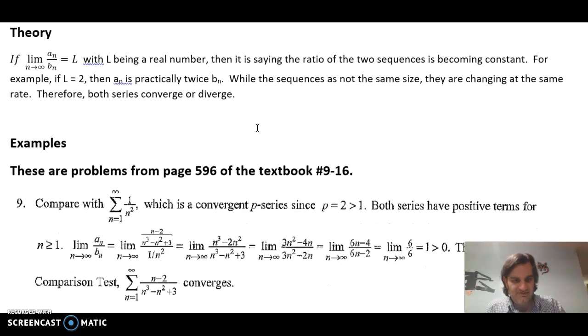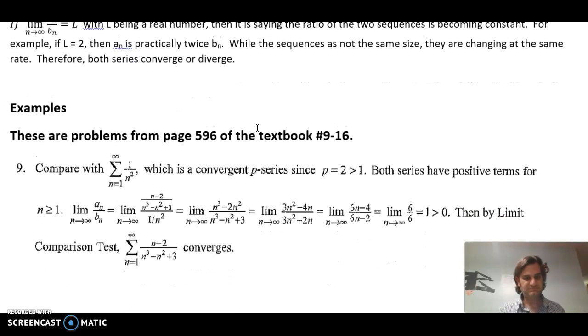So let's get down to an example or two. So here, these problems are in the book, and these are the solutions manual, so they might not be exactly as you're expecting. But what we're trying to figure out is what A sub n does. So they've already created the fraction here. So A sub n, which is the sequence or series, n minus 2 over n cubed minus n squared plus 3. And we don't know what that does. That's what we're trying to determine. But we're going to compare it to 1 over n squared.